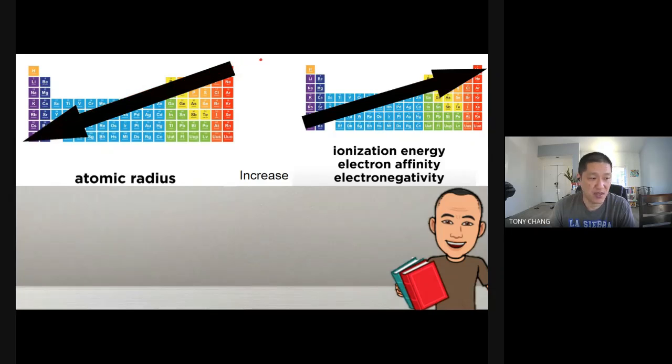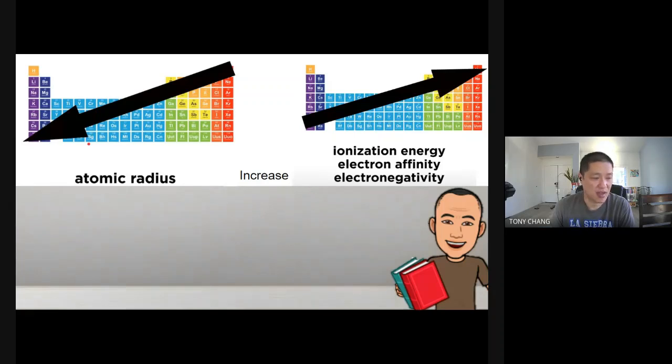Atomic radius gets bigger as you move left, down. Atomic radius increases as you move left, down.